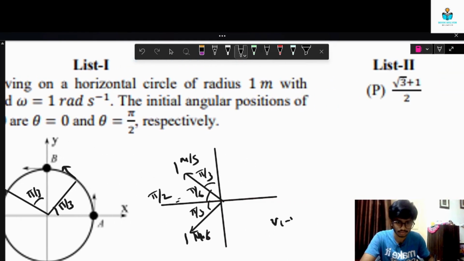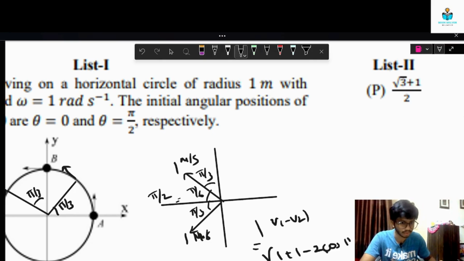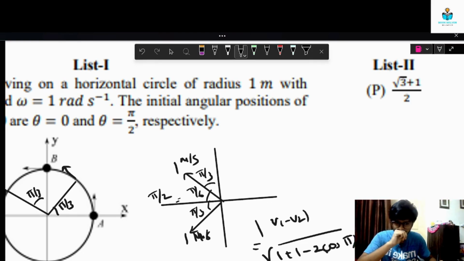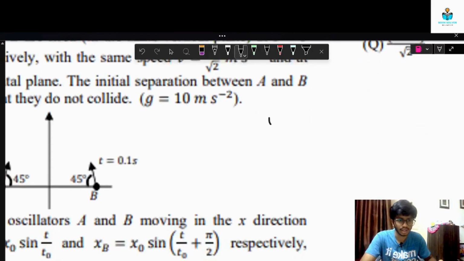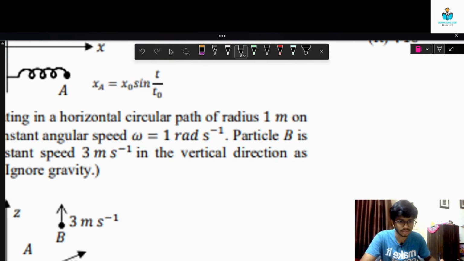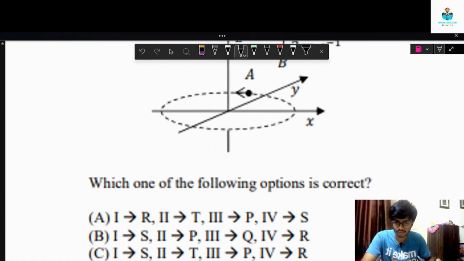So what is the difference, v1 minus v2? It will be root of 1 plus 1 minus 2 cos pi by 2, which will be 0. The answer is root 2. So S, I believe. The first one goes with S, so we have options B and C.